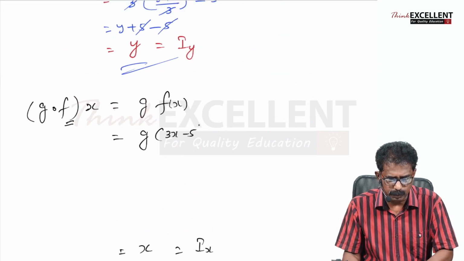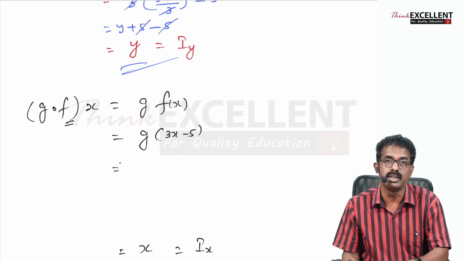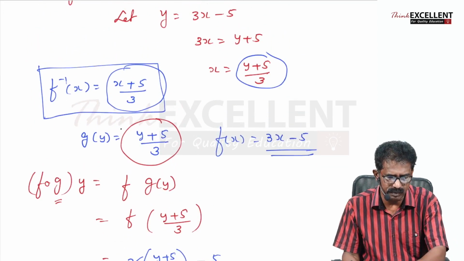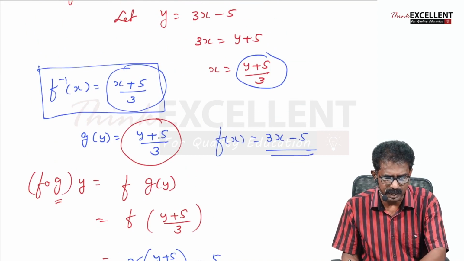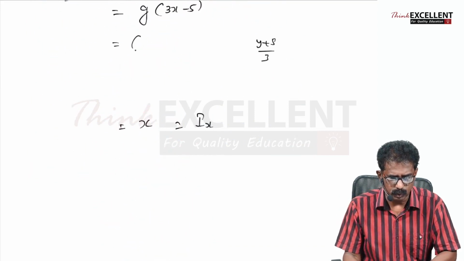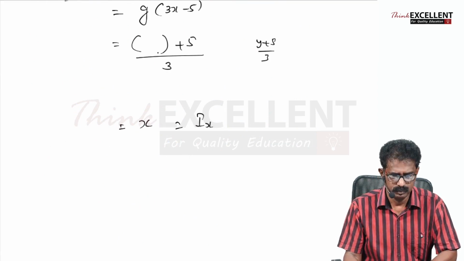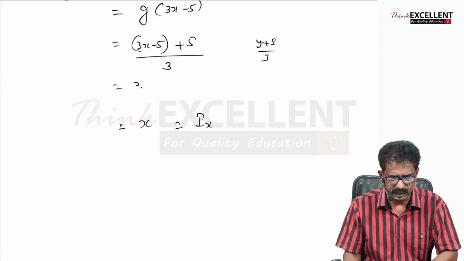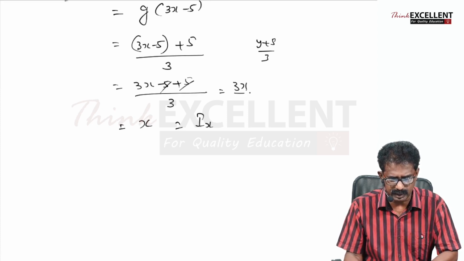3x minus 5. Now put this value in G. So see, what is G of X? Y plus 5 by 3. Instead of Y you write 3x minus 5. So that is 3x minus 5 plus 5 by 3. Plus 5 minus 5 cancel. You are getting 3x by 3. 3 cancel. So you are getting X as your answer.